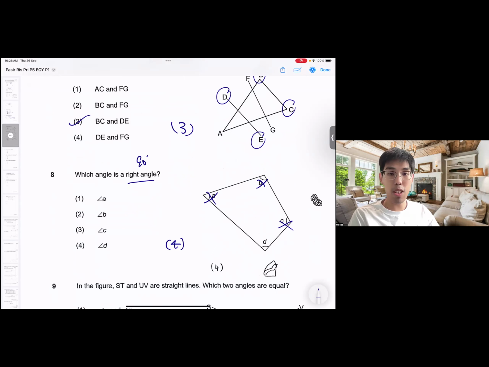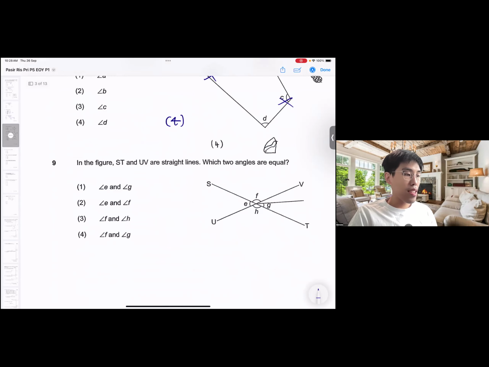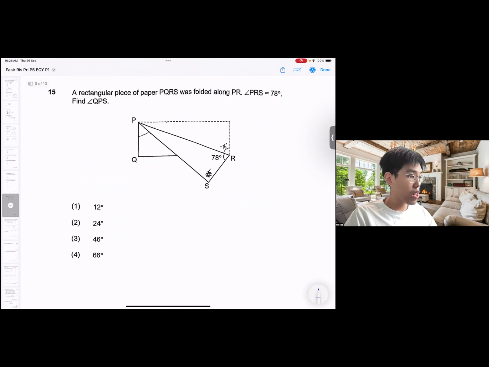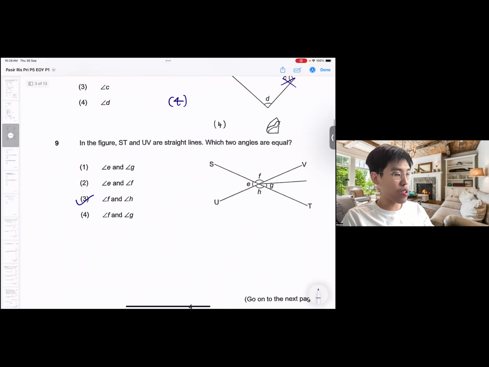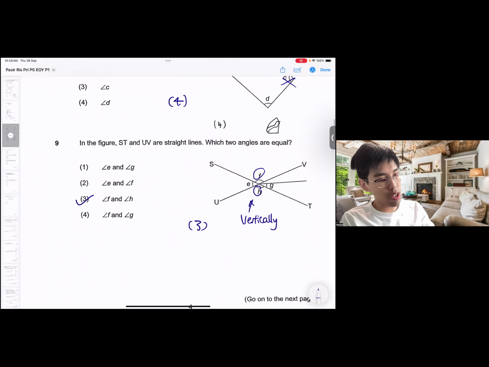In the figure, ST and UV are straight lines. Which two lines are equal? We are looking at option 3, F and H, because this one is vertically opposite angles.